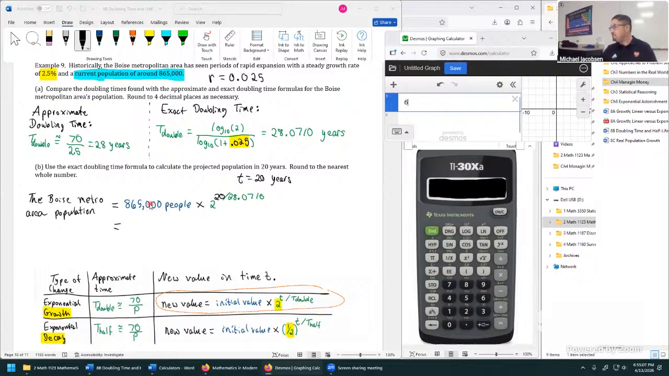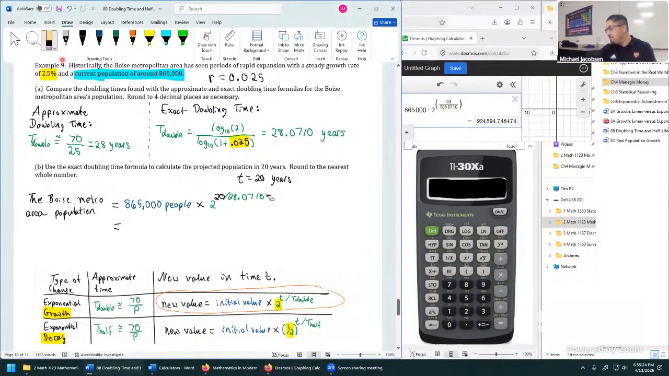So 865,000 times 2 to the power 20 divided by that decimal number there, 28.071 does the job, but let me throw in the 0 since we wrote it down. Let me try to also fix my penmanship there. That's a 0 at the end. And this is going to be the new figure. Let me take a close look at that. I've got 865. I was expecting a different value on there.